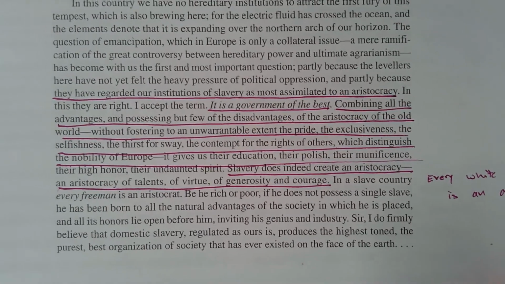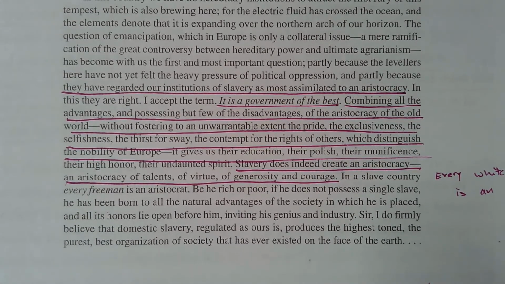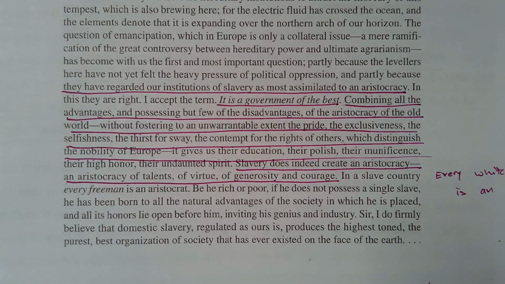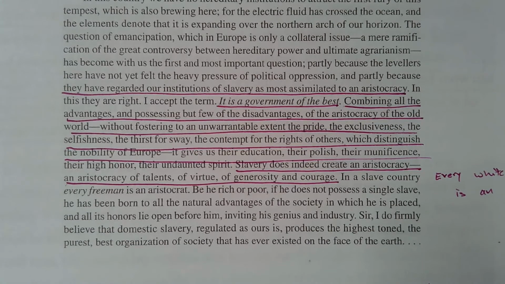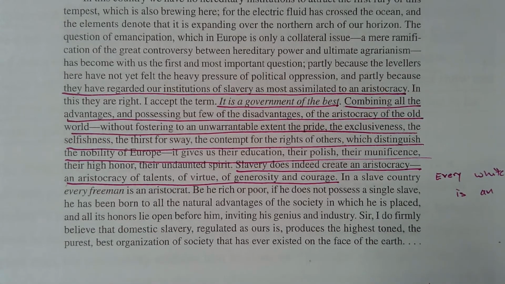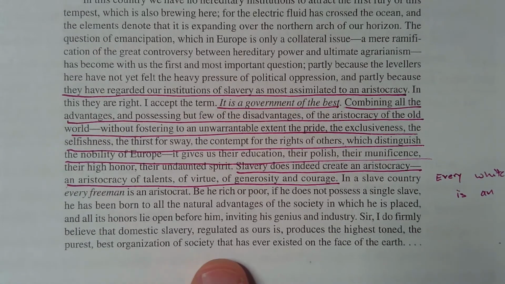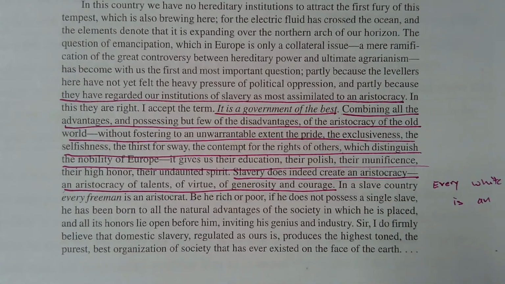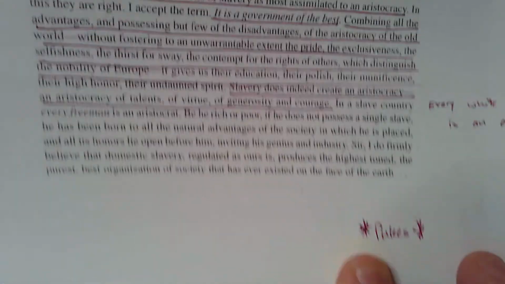But I wanted to point out this little bit here at the end, where he's claiming that slavery creates an aristocracy. And he means it in the kind of rich man way, but he's also saying that slavery immediately elevates every white person above every black person. That slavery creates this environment where a white person, because he cannot be a slave, he has to be a free man, is an aristocrat because he has all of this freedom that is created by the existence of slavery. So he concludes by saying, "I do firmly believe that domestic slavery, regulated as ours is, produces the highest toned, the purest, best organization society that has ever existed on the face of the earth." And if you look closely, I had to write pukes because that's just gross.